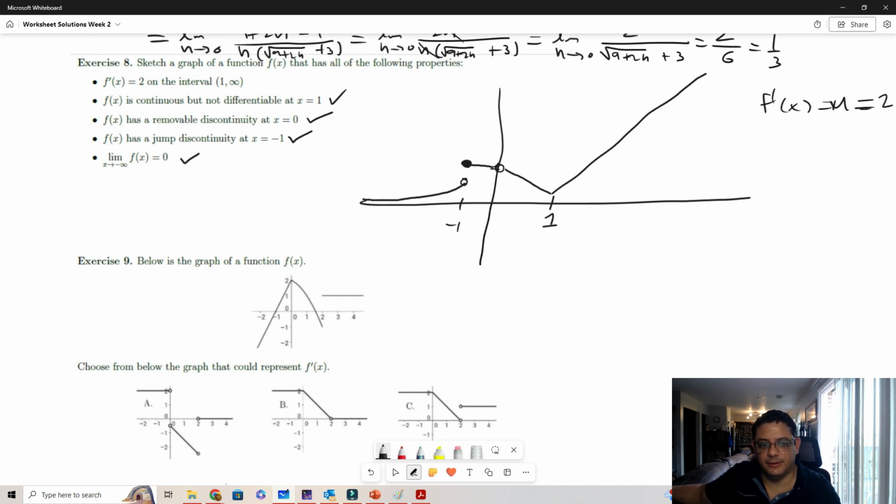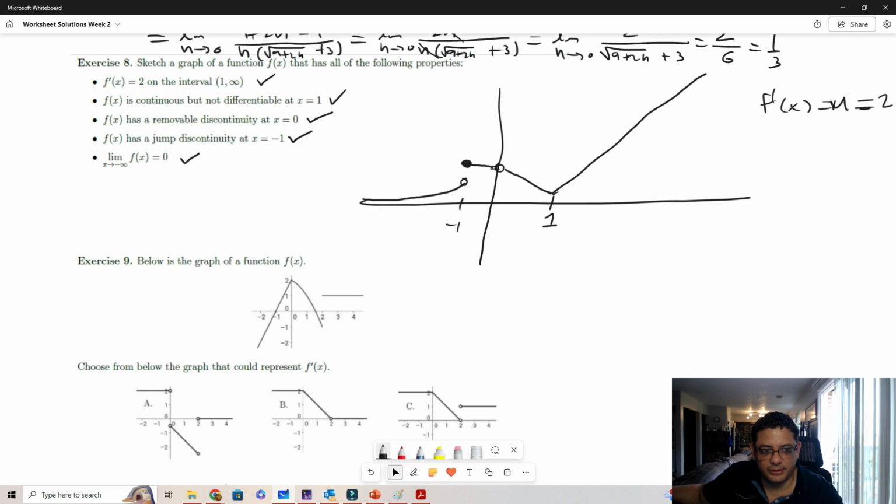Okay, there's the peak here. I still have the peak, and so it's continuous but not differentiable, and it means that after that it has to be a line. So it's always the same derivative. Okay, so this will be the type of graph that you will encounter in this.